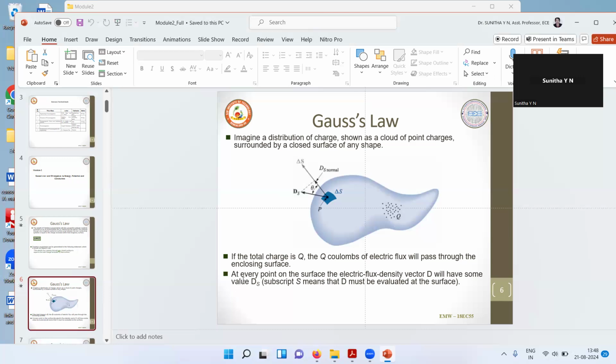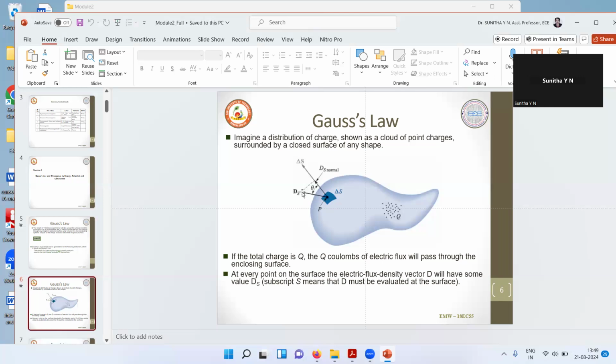Now at every point on the surface, the electric flux density vector D will have some value, dS. So we found that this is a closed surface. In all the 360 degrees, you can see the dS vector, or the flux lines, coming out. Now we are going to specify a point here. Randomly, you can choose a point on this closed surface, and you have to identify a small surface here. We call it a differential surface, and in this surface we will have a flux line coming out that has a value dS.